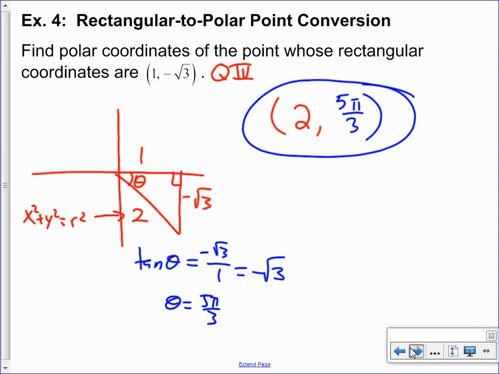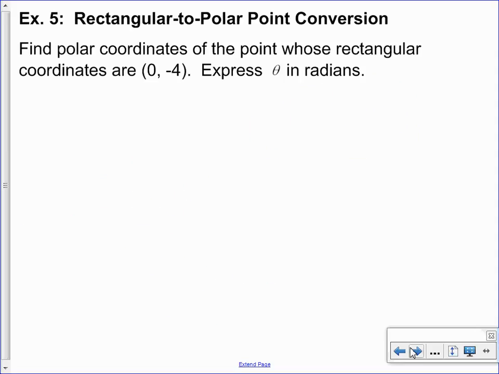Alright. Oh goodness. Here we go. Find the polar. I feel like this is too easy. Keep it like this. This is good. 0, -4. It's like right here. Okay. So what's the radius? And what's my angle?